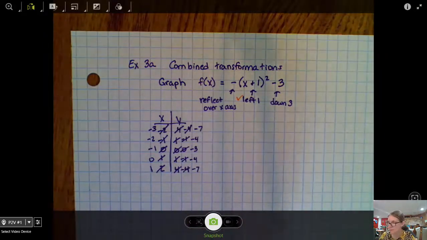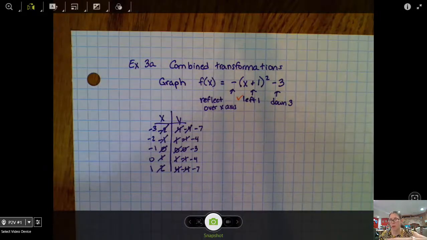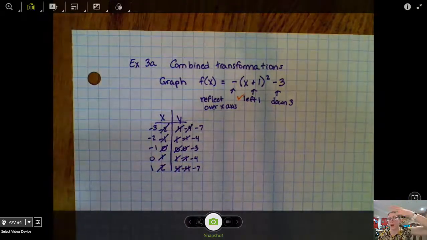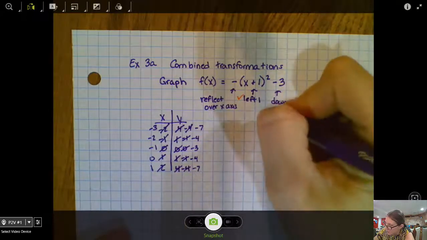And there we are. So in this case, it really does matter which transformation we do first. Because if we reflect and then move down, it's going to be a lot different than if we went down first and then we reflected, then we flipped up. So big difference here.